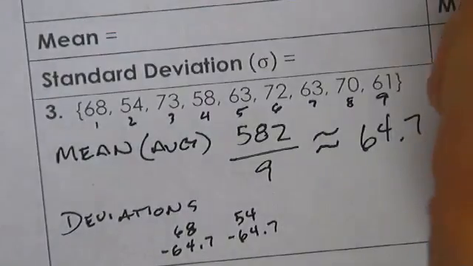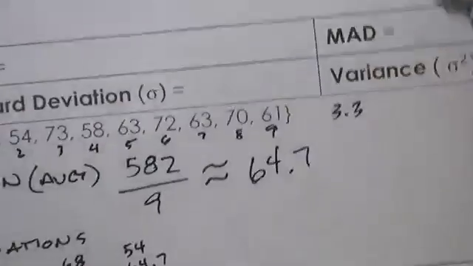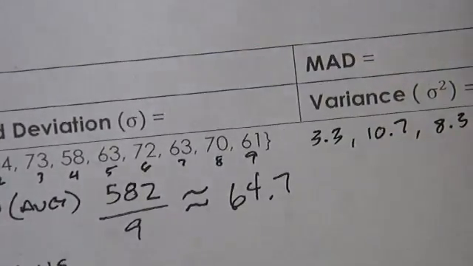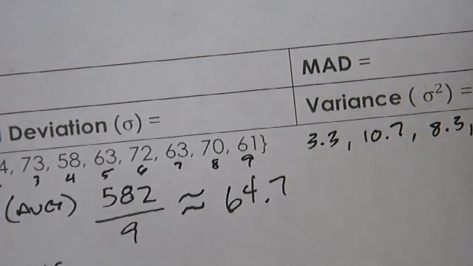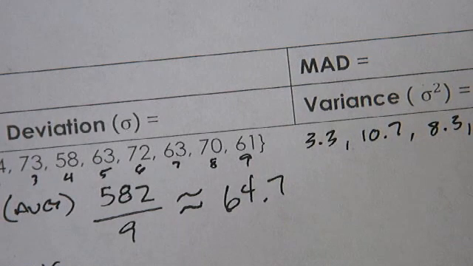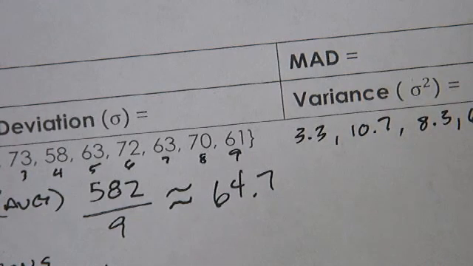So 64.7 minus 68 is 3.3. That's 3.3. Okay, 54 minus 64.7 is 10.7. Then I've got to keep going. 73 minus 64.7 is 8.3. 58, 64.7, that's 6.7. 63 is 1.7. 72, that's 7.3, subtracting. 63 is 1.7. 70 is 5.3. And 61 is 3.7.